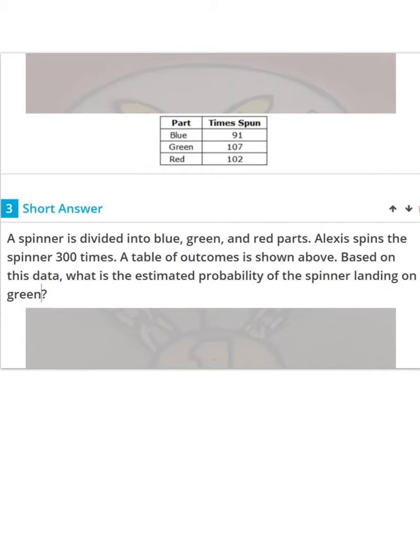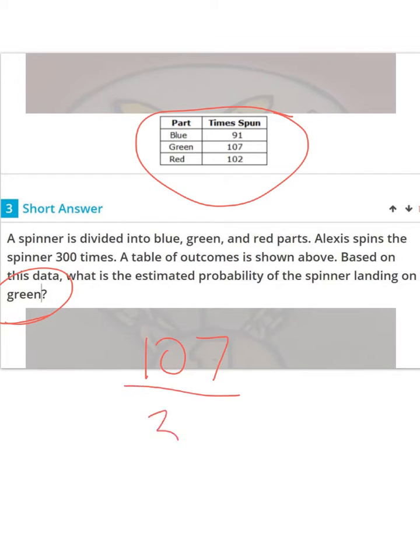Alright, next question. A spinner is divided into blue, green, and red parts. If you spin the spinner 300 times, the table of outcomes is shown. If you add those up, you will get 300. What is the probability of the spinner landing on green? Well, this one's actually pretty easy. How many are green? There are 107 out of 300. That is our probability. That's it. This is a simple probability problem. If you needed to simplify this, you could.